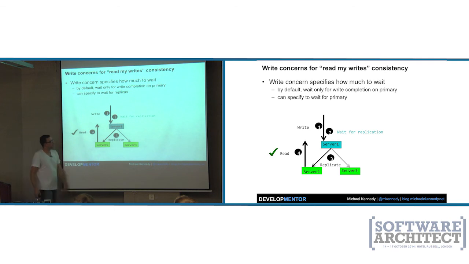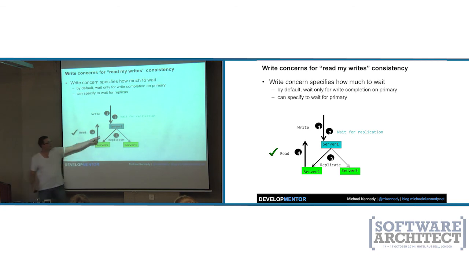What you can do is, as part of your connection, you can say, I do not want you to return from the save method until you have replicated this data. So don't even tell me it worked. Don't even let my program continue until you've replicated this data. Right?